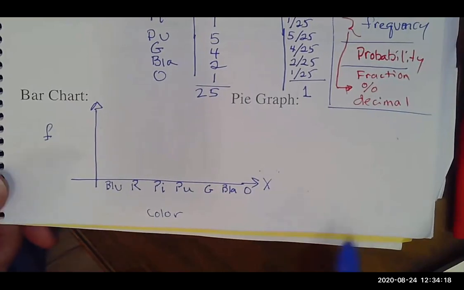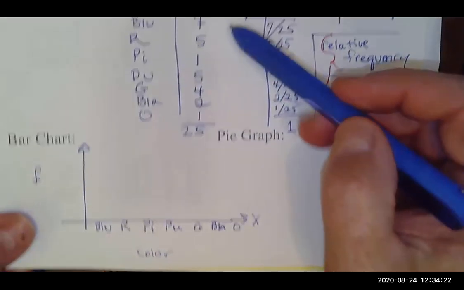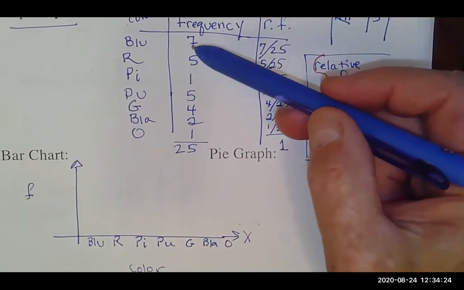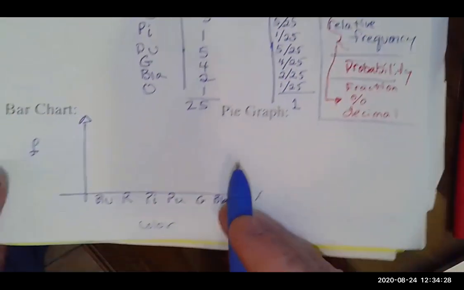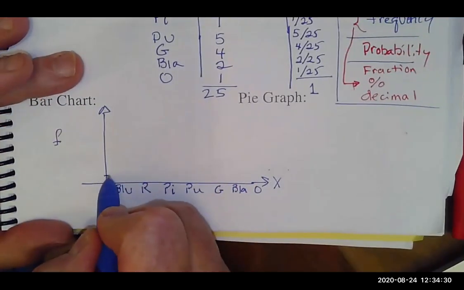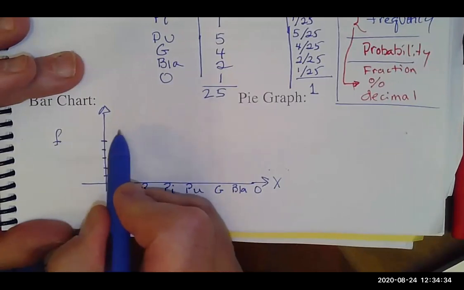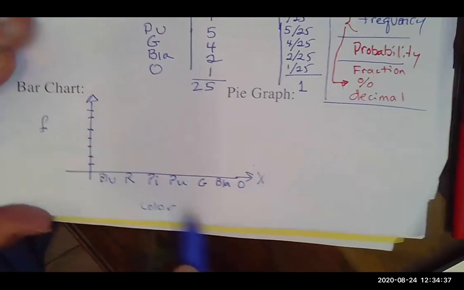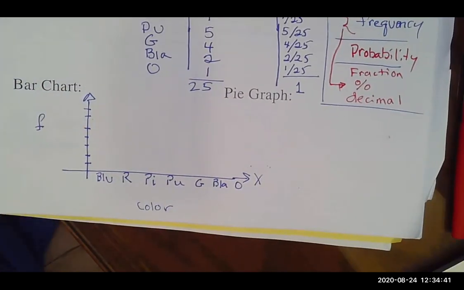Now, when I look at how I'm going to label my y-axis, the frequency axis, I'm only going as high as 7. For us, only as high as 7. So I think it would be okay to just put tick marks as units. So 1, 2, 3, 4, 5, 6, 7. Just to demonstrate this.